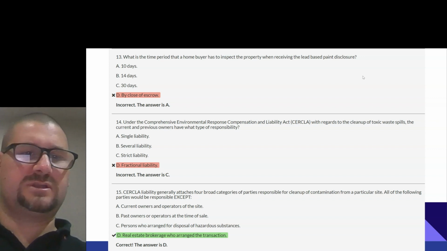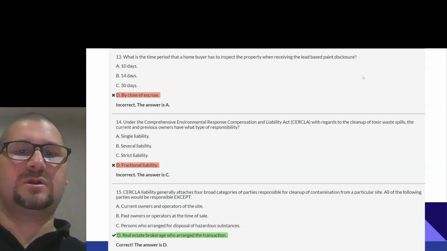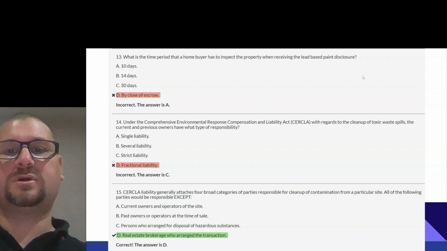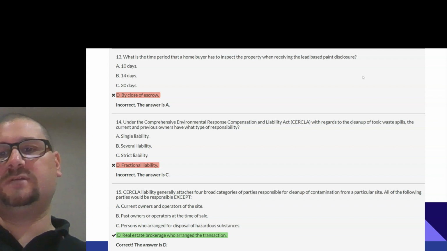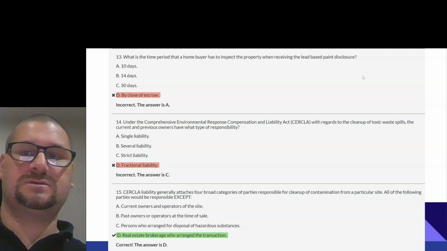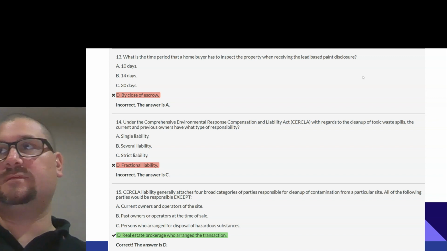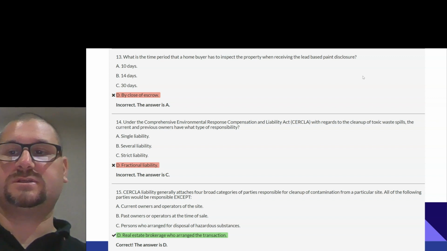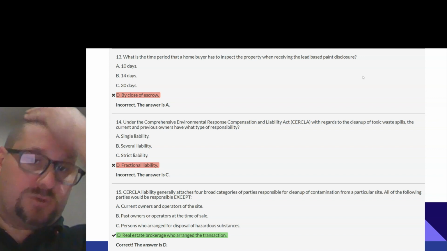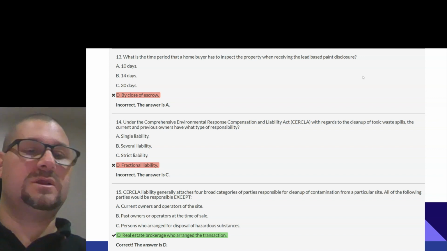That's when CERCLA liability generally attaches: four broad categories of parties responsible for cleanup of contamination. Definitely the owners. They have strict liability for a particular site. Maybe if they have a Phase 1, 2, 3 inspection. All the following parties would be responsible except who?